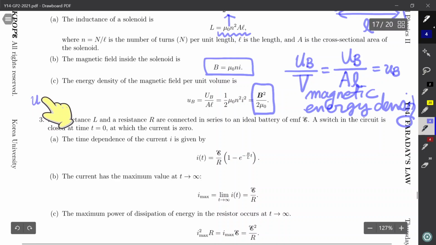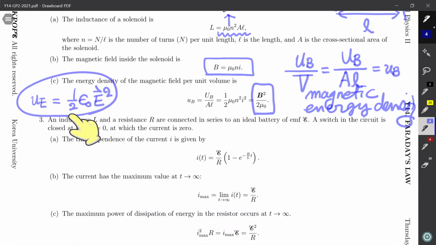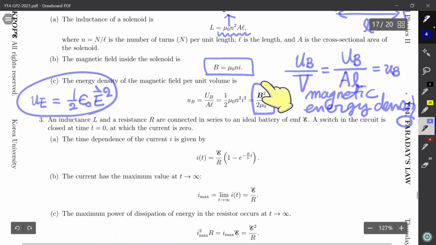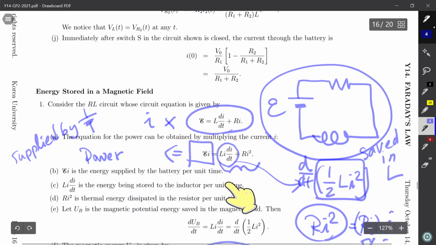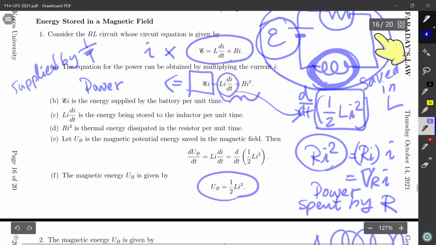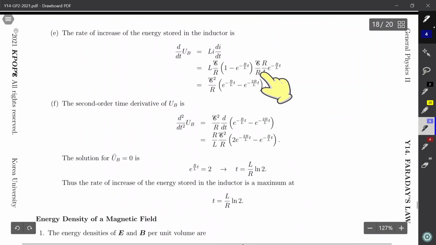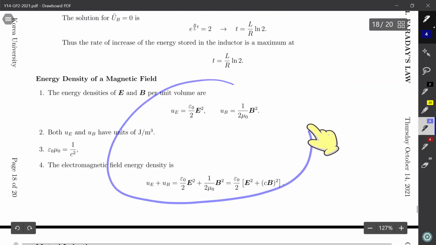You remember the electric field energy density, that is one half epsilon 0 E squared. This electrostatic field energy is saved inside a parallel plate capacitor, and this is the magnetic field energy density saved inside the solenoid. So electric field energy and magnetic field energy, the sum of them is conserved, but this is a source and this is a sink, and this is a container for magnetic field energy, and this is a container for the electric field energy. Alright, so this is the energy density of the electric field and magnetic field.